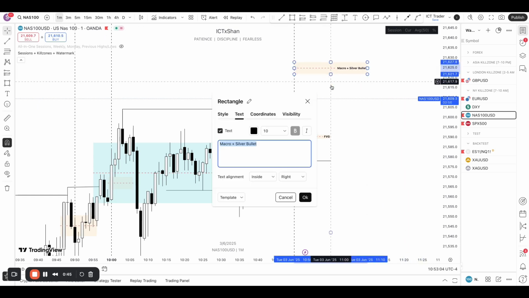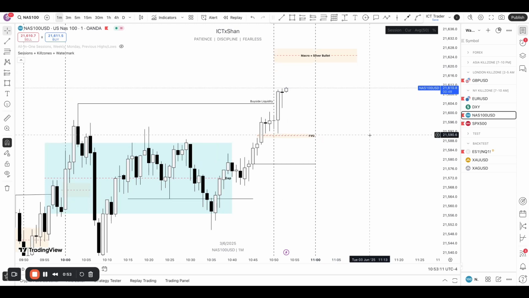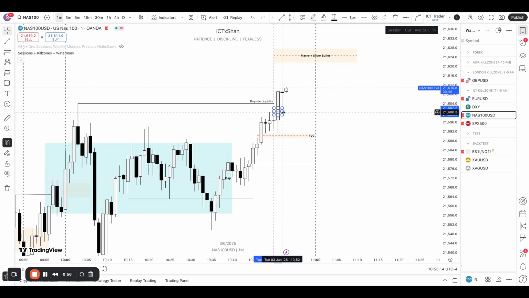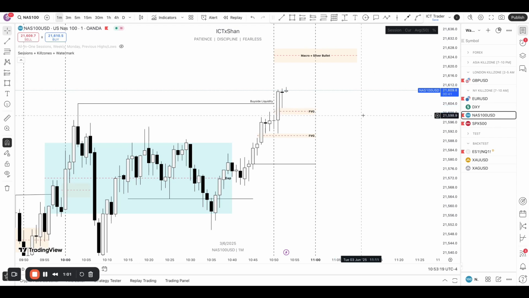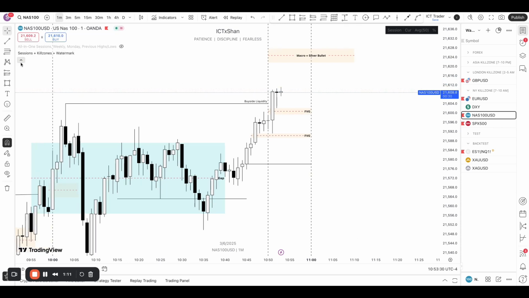So the strategy that I trade is actually macro silver bullet. It's inside the macro window. So that's where only I will expect the price to move higher or lower. Then from that onwards, with the analysis, I'll enter the trade. It's very simple. Don't complicate things.